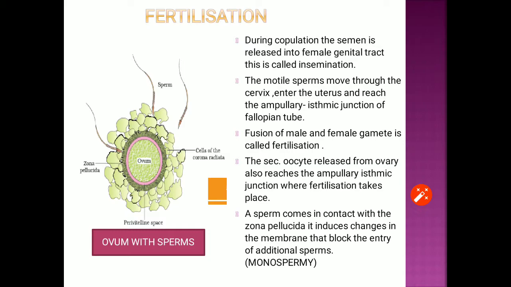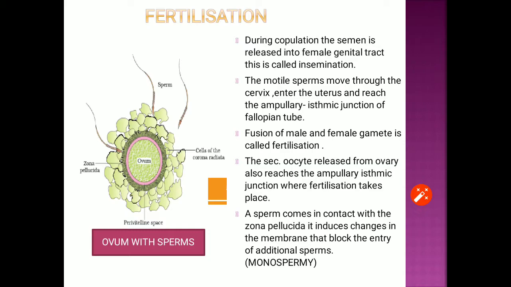The fusion of male and female gamete is called fertilization. Fertilization can only occur if the ovum and sperm are transported simultaneously to the ampullary isthmic junction, which is also called the site of fertilization. This is the reason why not all copulation leads to fertilization and pregnancy. The secondary oocyte released from the ovary also reaches the ampullary isthmic junction where fertilization takes place.